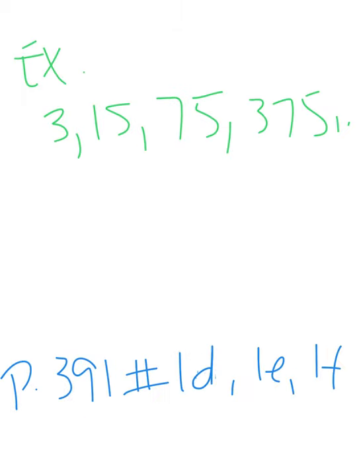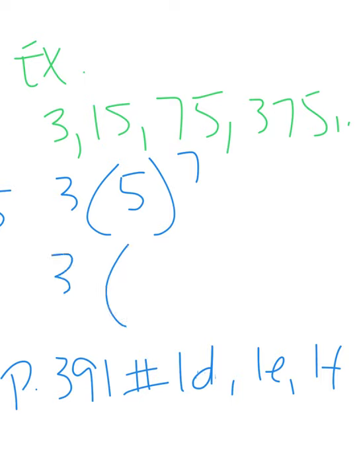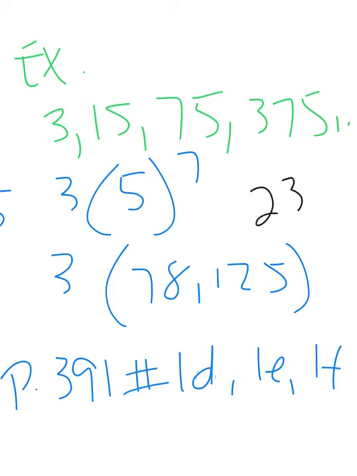We are finding the 8th term again, so we have 15 divided by 3 is 5. First term is 3. 5 raised to the 7th power, which is, back to that, 78,125. Multiply that by 3, and you end up with a final answer of 234,375. In your textbook on page 391, we did 1D, E, and F, and you can work on that.